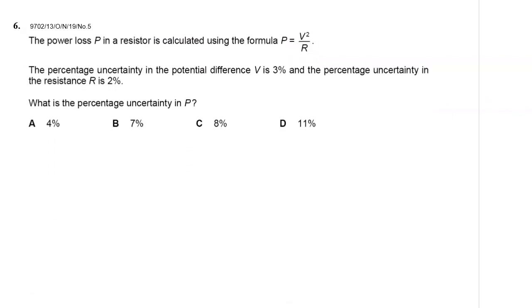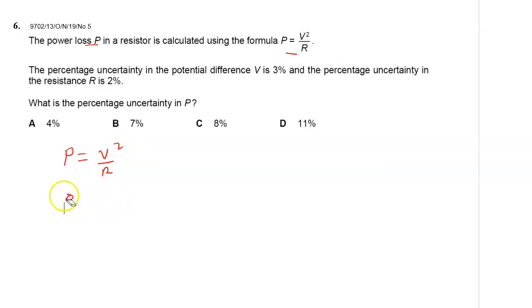Number 6, the power loss P in a resistor is calculated using this equation. I don't know whether we have done this one. The percentage uncertainty in the potential difference is 3. The percentage uncertainty in resistance is 3. What is the percentage uncertainty in P? Of course, P is equal to V squared upon R.